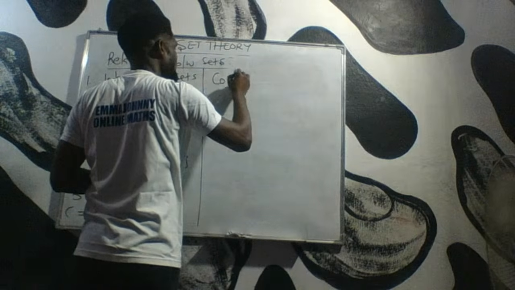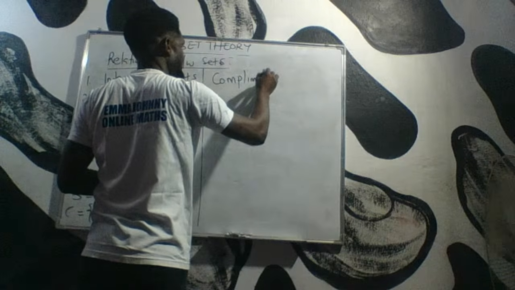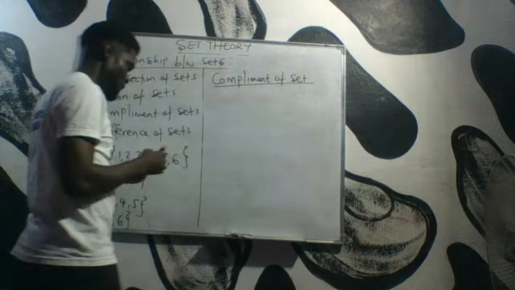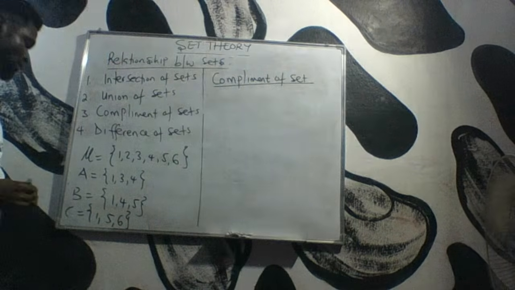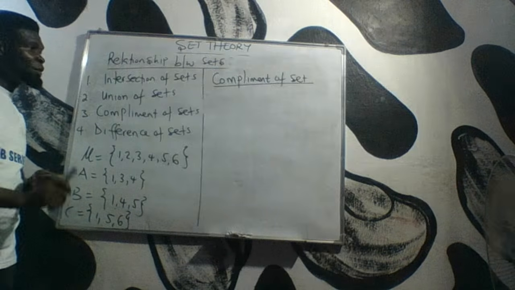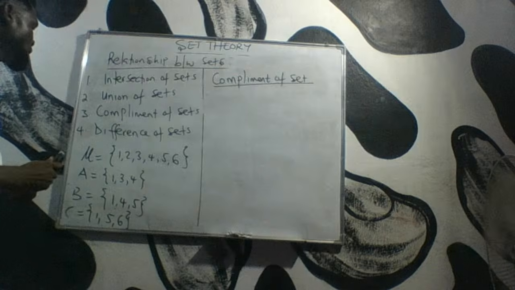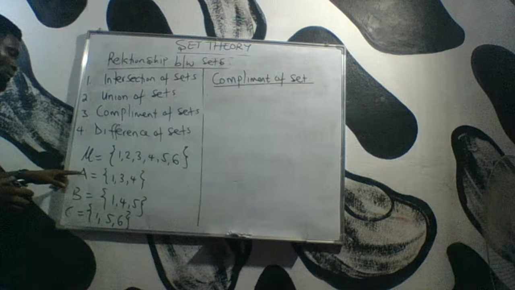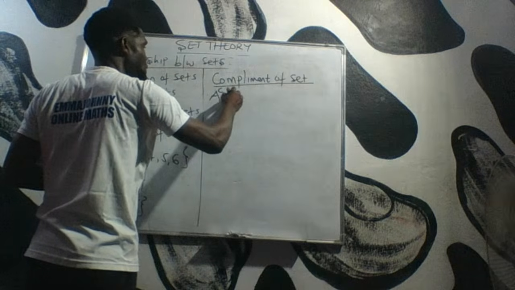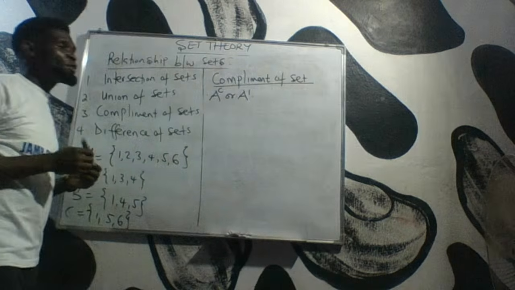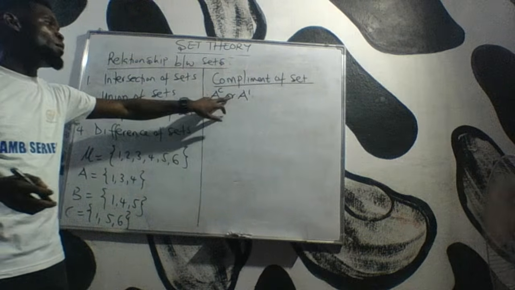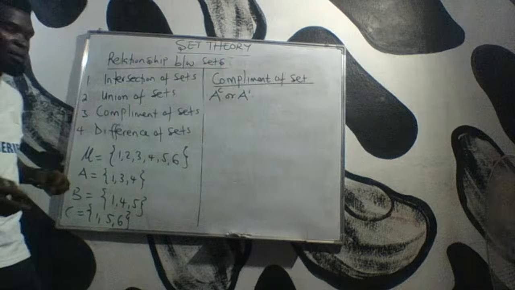Let's look at complement. Complement of sets. Now, what do we mean by complement of sets? This is very simple. If I have a set A, the complement of set A is written as A complement or A prime. Any of the symbols you see, they mean the same thing, complement of set. A complement or complement of A or A prime, which is complement of set.